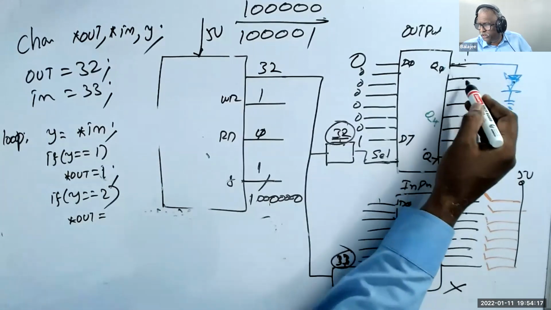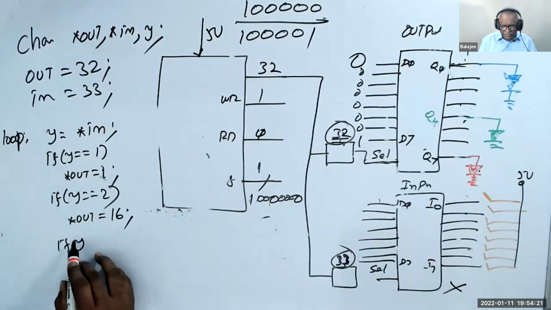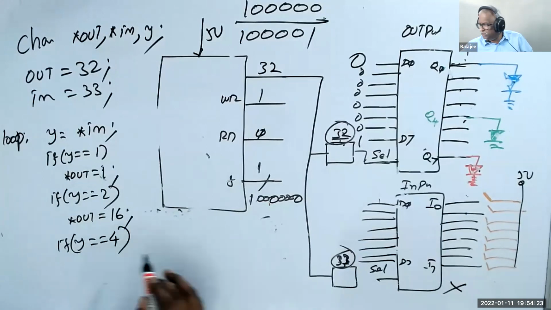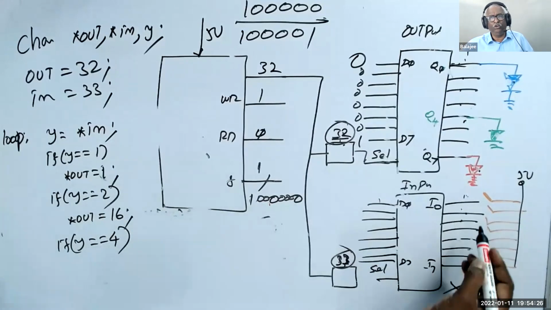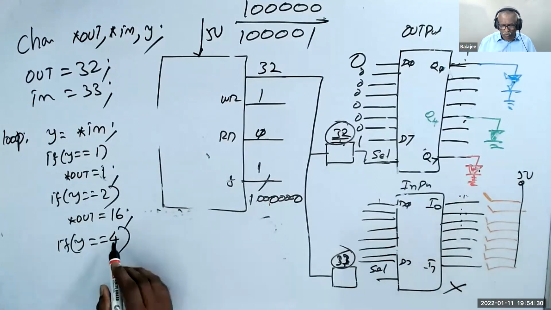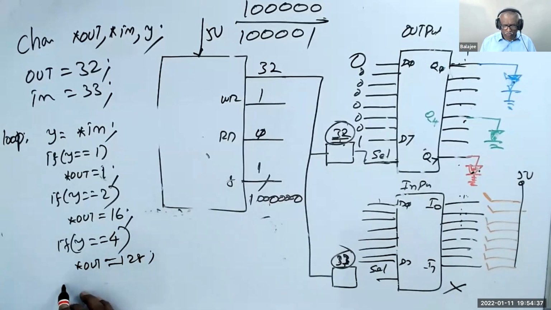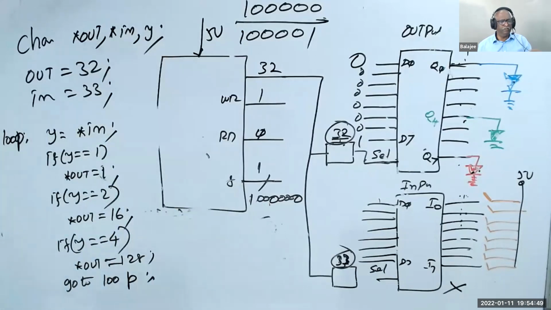That is 1, 2, 4, 8, 16. If Y is equal to 4, 4 means 1, 2, 4. Not like 1, 2, 3 here. Here it is all binary. 1, 2, 4, 8 like that. 4. Star out is equal to the last one, red, 128. Go to loop. If you don't understand the program, let me know. Go line by line. It's only a small program.